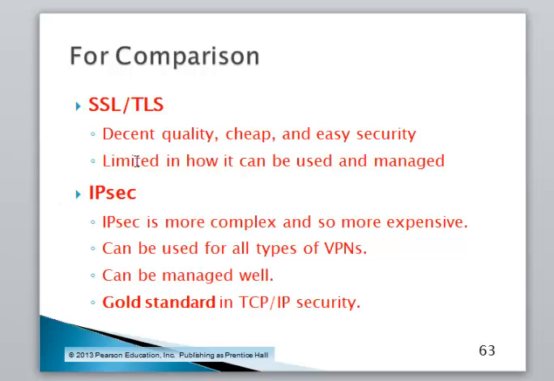So just for comparison, IPsec is the gold standard in the sense that it's the best thing, the most widely used form of encryption out there. SSL/TLS is cheap. It's pretty good. It's easily managed. IPsec is pretty versatile. It can be used for all types of VPNs.